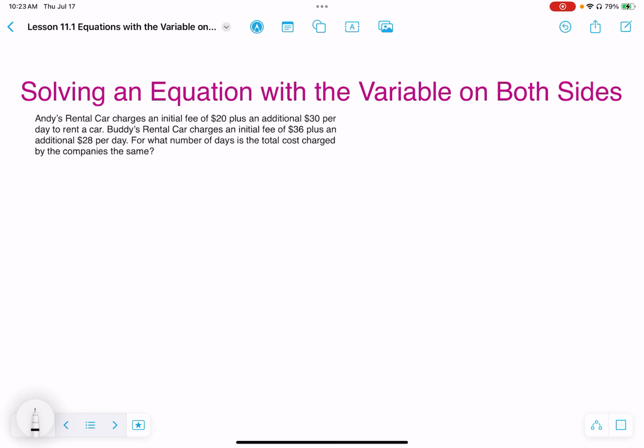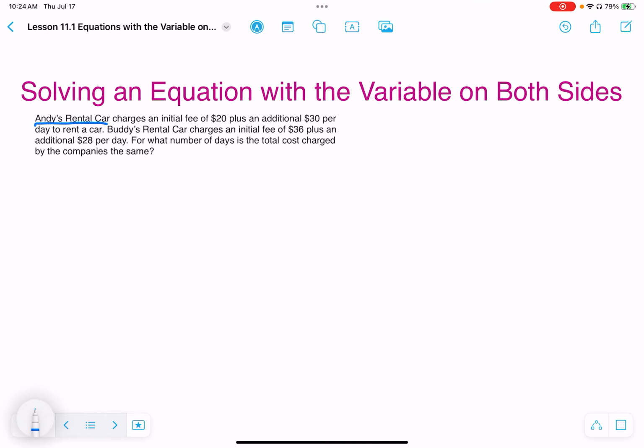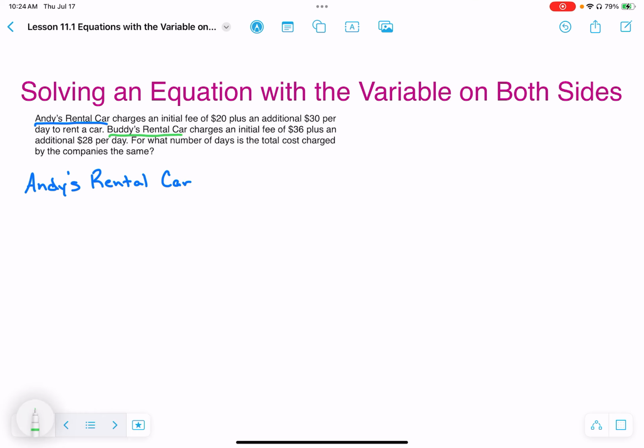So let's read the problem. It says Andy's rental car charges an initial fee of $20 plus an additional $30 per day to rent a car. Buddy's rental car charges an initial fee of $36 plus an additional $28 per day. For what number of days is the total cost charged by the companies the same? So our two equations are going to be one for Andy's rental car. So we've got to write an equation for that guy, Andy, and his rental car company. And then we need to do a second equation for Buddy's rental car.